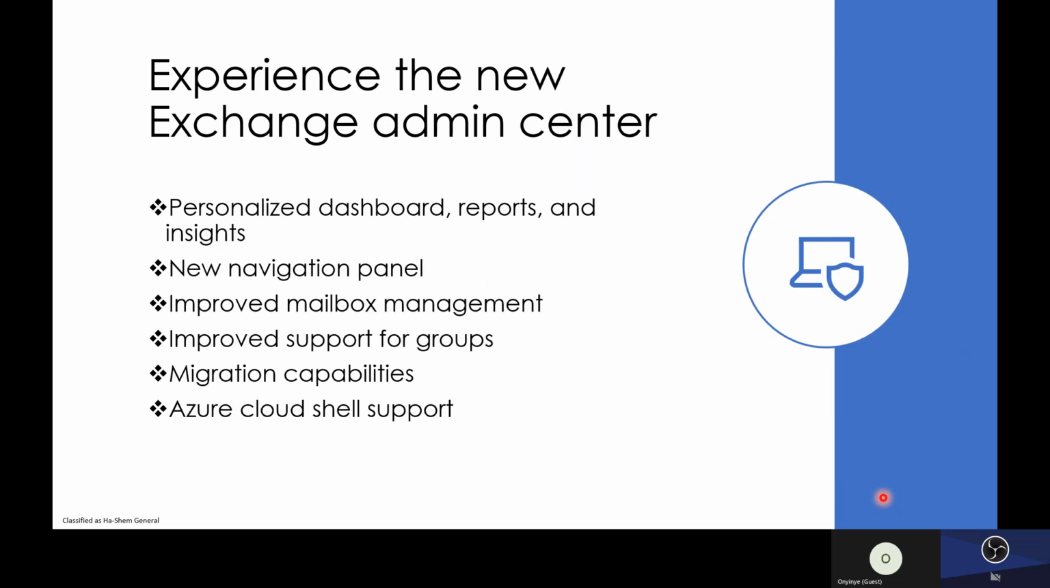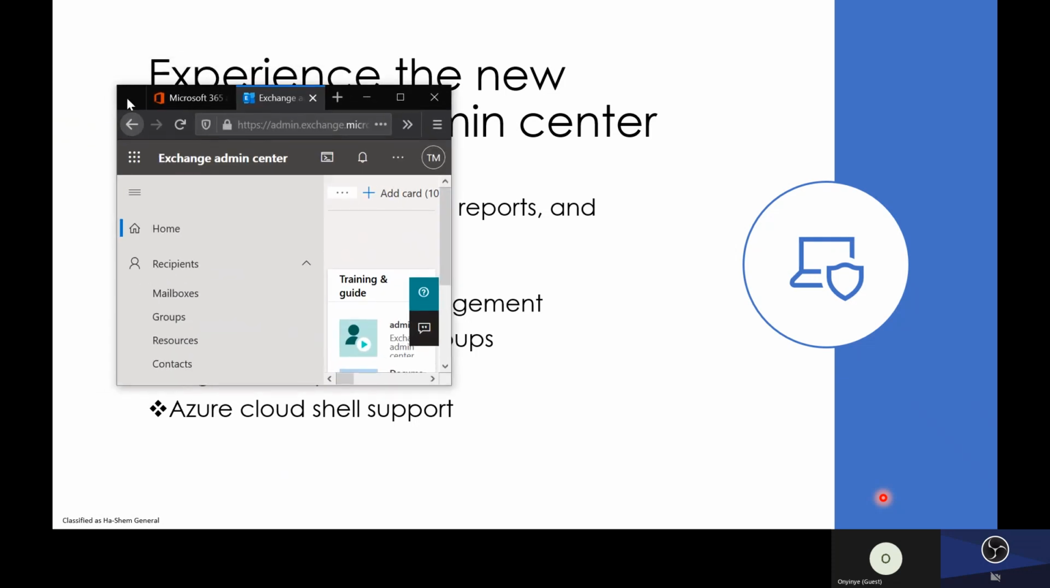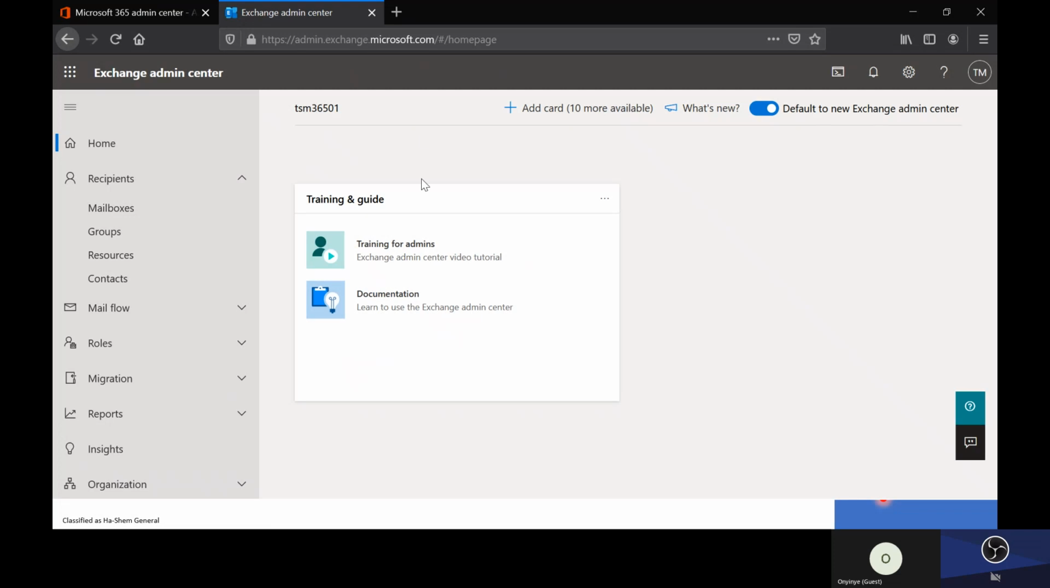dashboard, reports and insight. And how does that work? So the new EAC, for short, is what we call it, offers actionable insight and includes reports for mail flow, migration, and priority monitoring. So I'm going to show you what that looks like. Now, compared to what I showed you before, this is a new Exchange Admin Center. So this is what you have.